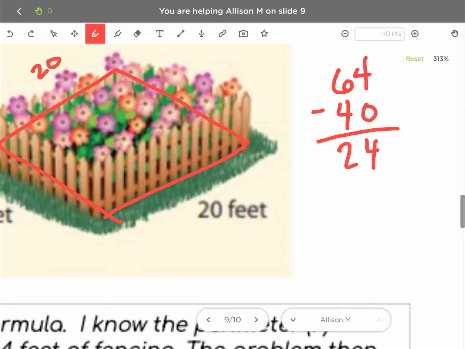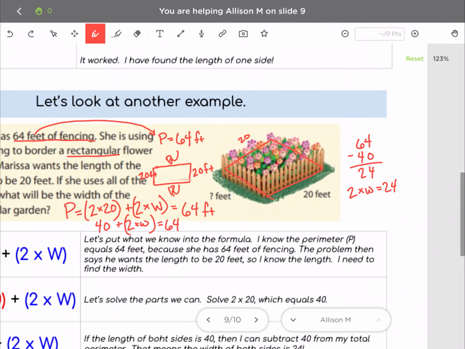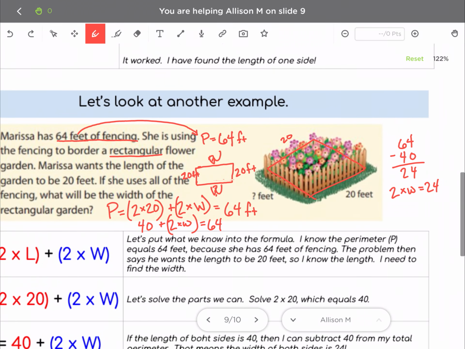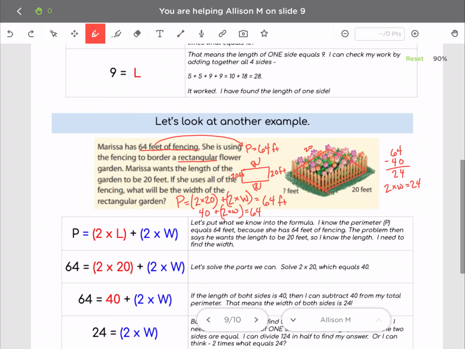So that means both of the widths. That means 2 times W equals 24. It's not one of the W's. That's a mistake that when you're doing this for the first time, you often make: you say, oh, 24 is the answer, so you put 24 on both sides. The problem with that is, let's say 40, and then you say, oh, 24 on this side, 24 on the other side. Well, now you have 88, which is way too much.